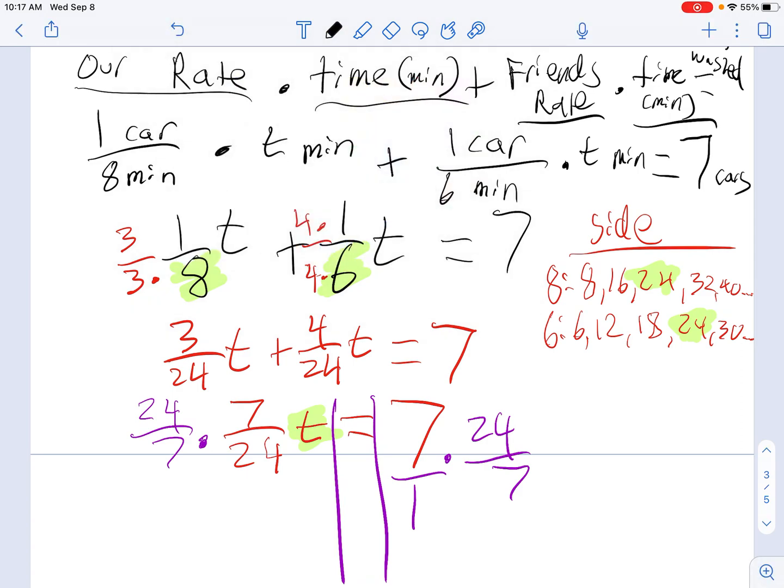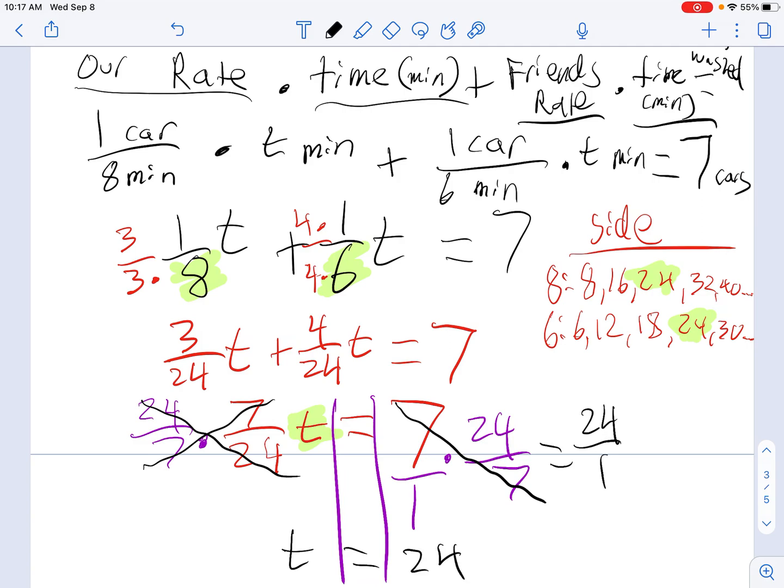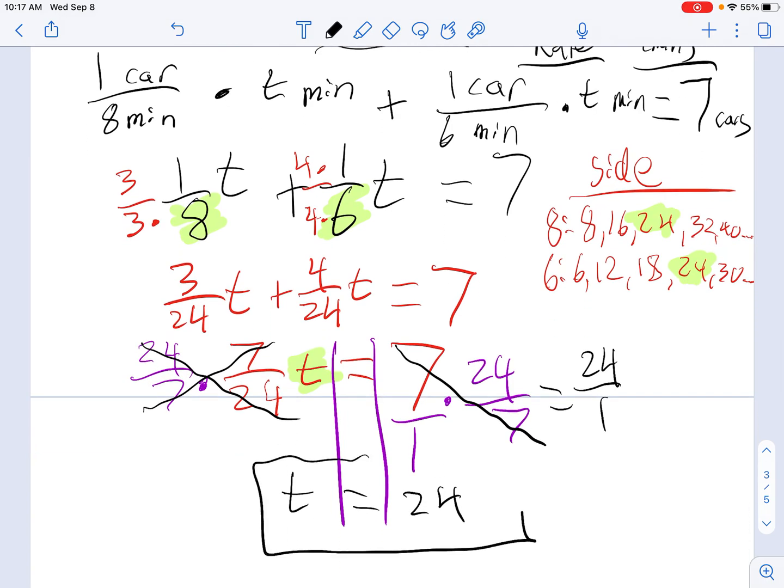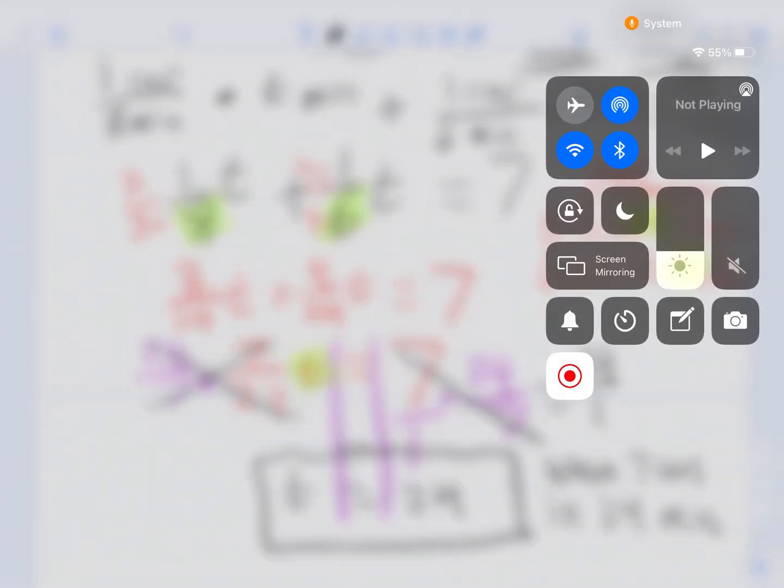7 divided by 1 is 7, so I'm not changing the problem at all. Let's see here. 24 divided by 24 cancels out. 7 divided by 7 cancels out. I'm left with t. And it's actually pretty nice because if I look right here, I have a 7 divided by 7. So all I'm left with is 24 over 1, which is 24. So to answer the initial problem, we can wash 7 cars between me and my friend in 24 minutes.